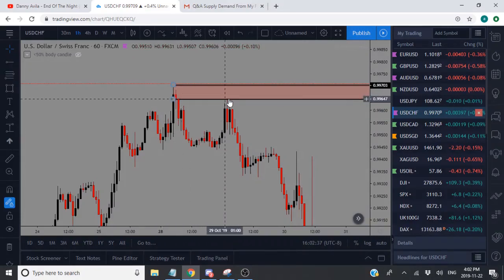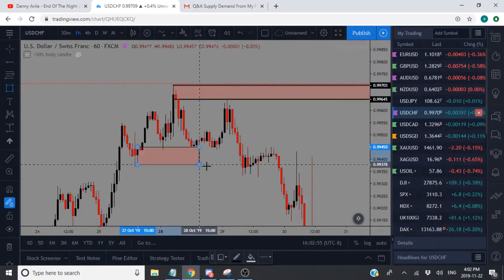So why wouldn't I, if there was a big stack of sellers here, sell again when price comes back up. So price came back up. This is where my sell limit was, my pending order. I waited and I shorted.